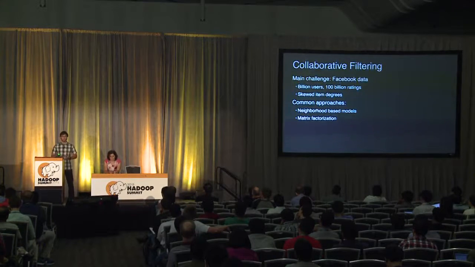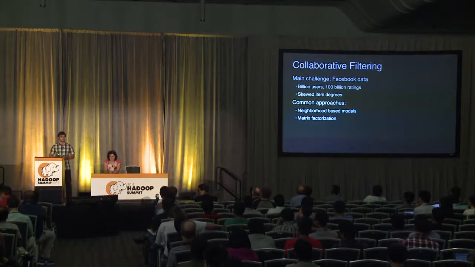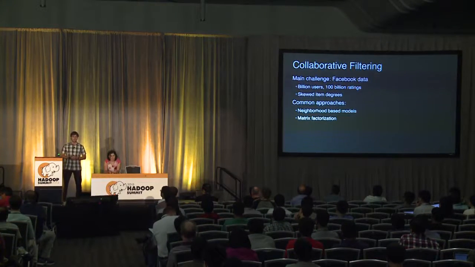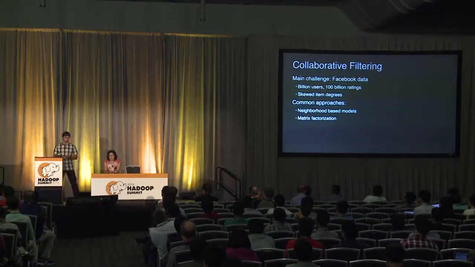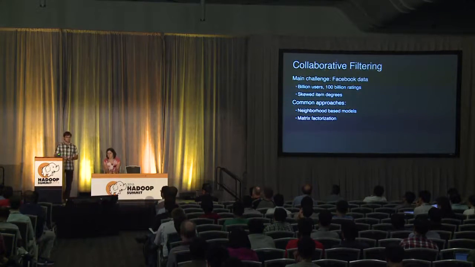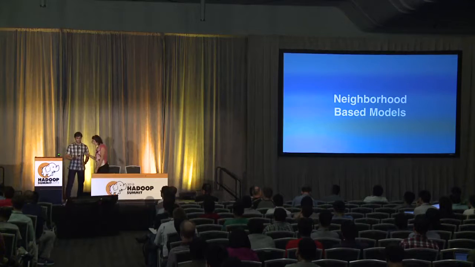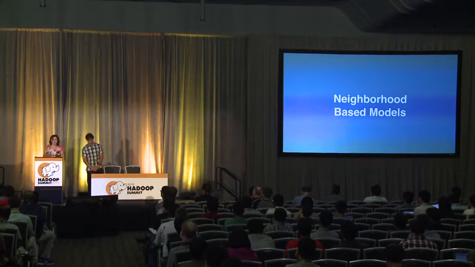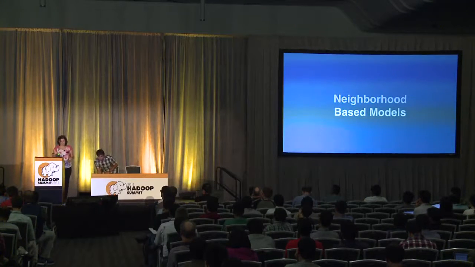So there are 2 common approaches for tackling this problem that are known in the literature. The first one is item-based neighborhood models. And the second one is more sophisticated models that are based on matrix factorization technique, which is a common and well-known thing in linear algebra. So we'll go now to neighborhood-based models, which are one of the simpler approaches to collaborative filtering.